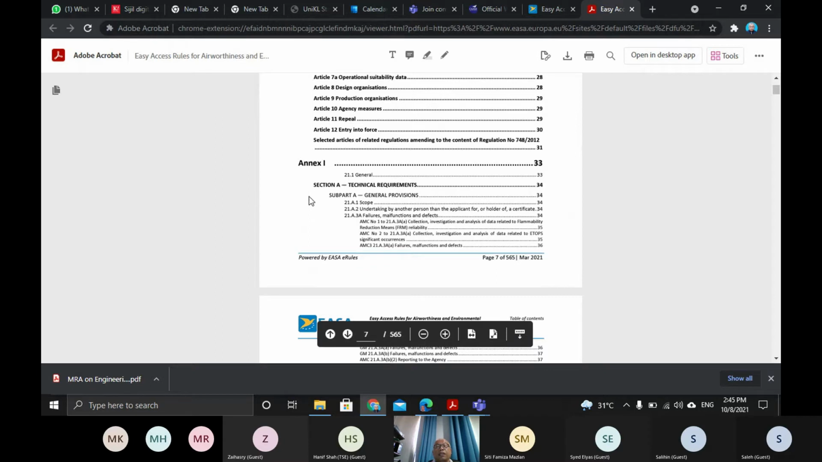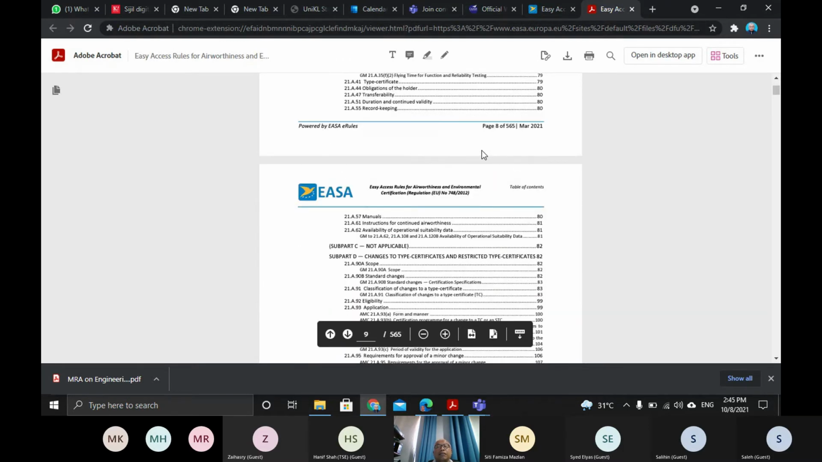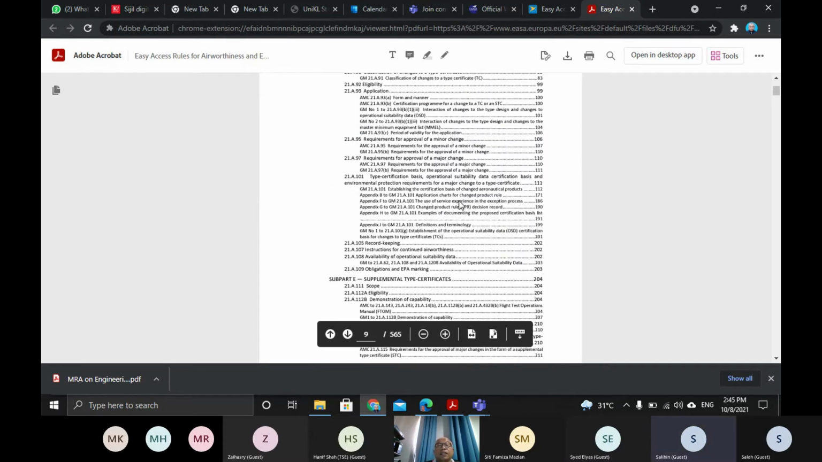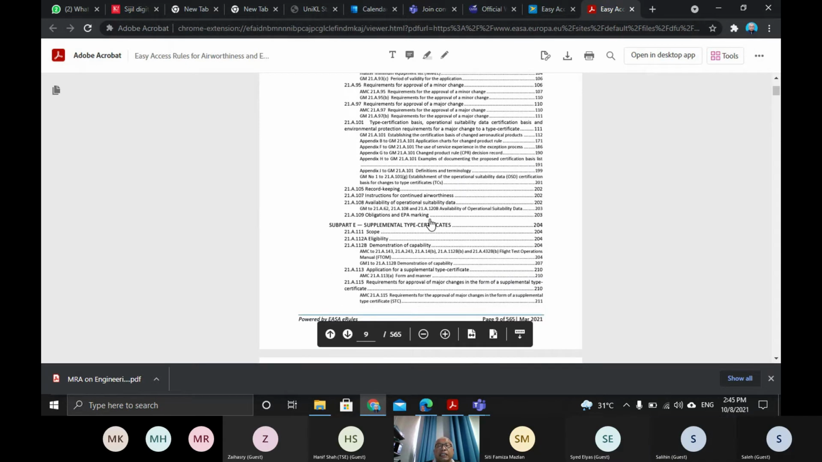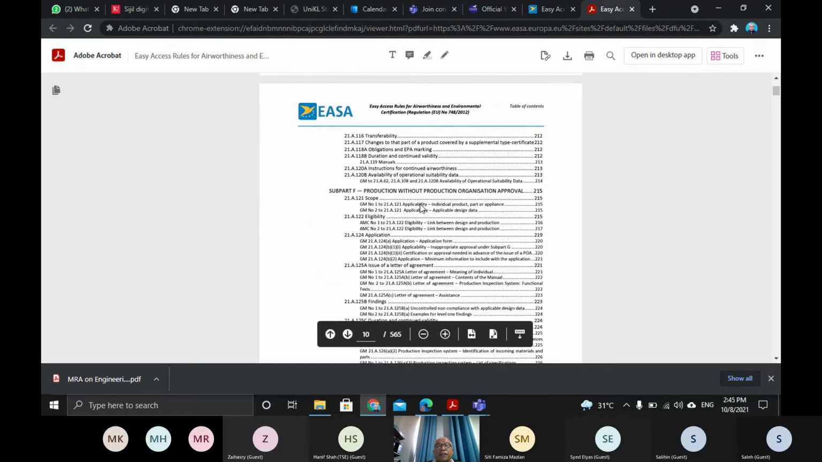Part 21 has several subparts. There is subpart A, general provisions. There is subpart B, TC and restricted TC. Subpart C, which is not applicable, reserved. Subpart D, changes to type certificate and restricted type certificate. Subpart E, STC. Subpart F, production without POA.